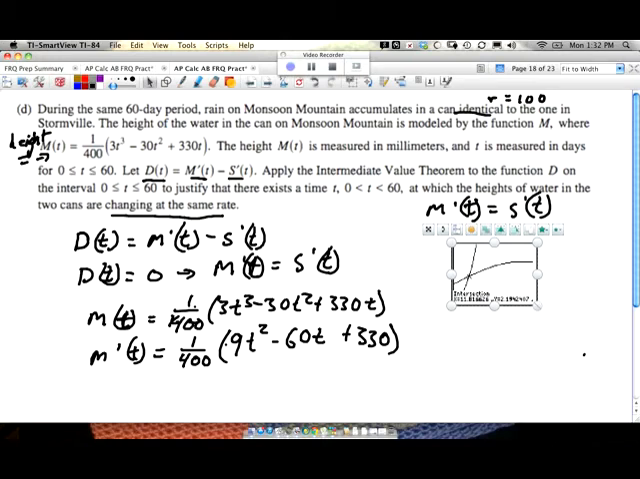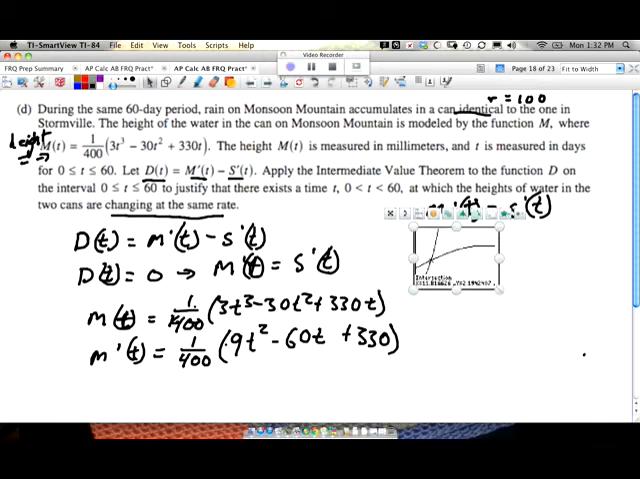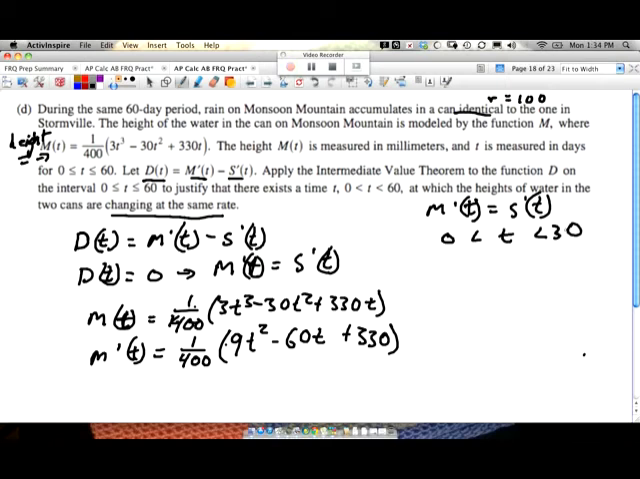And you're probably wondering, is there an easier way to do that? There is. Because it just says to use the Intermediate Value Theorem to justify that there exists a time when the heights of the two cans are changing at the same rate. This is true here. We don't have to actually calculate it, but it is true. To use the Intermediate Value Theorem, what we need to do is figure out where that would be. It looked like it was between 0 and, let's say, 30.